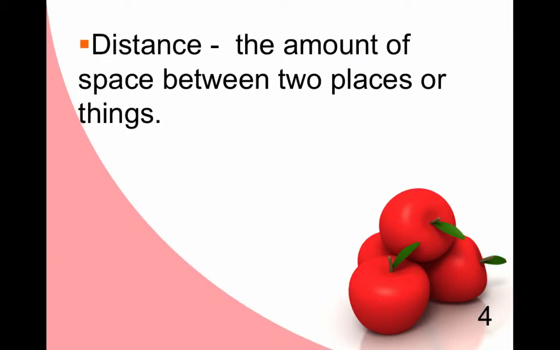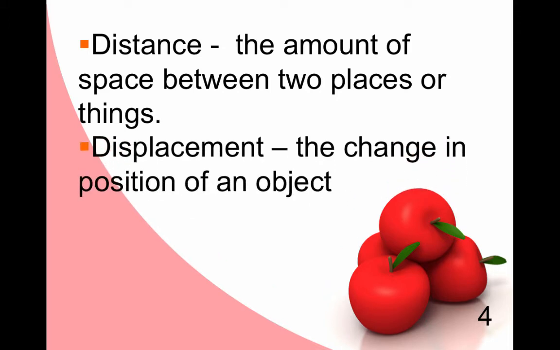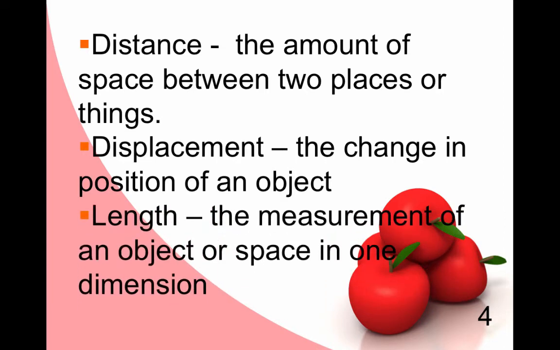Distance is the amount of space between two places or things. Displacement is the change in position of an object. Length is the measurement of an object or space in one dimension. We are going to refer to those three as being different and distinct. However, sometimes those words will get interchanged.